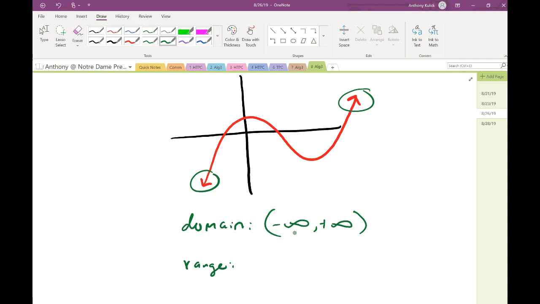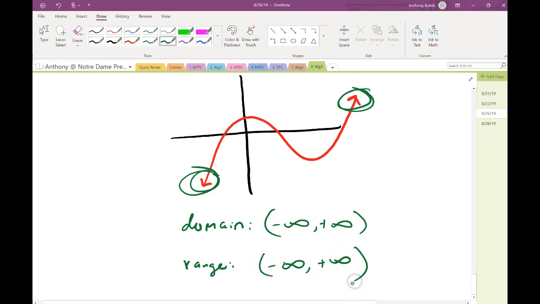Let's do the range. The lower bound is negative infinity. We have an arrow that's pointing down. Because it's pointing down, it's going down forever. That gives me a lower bound of negative infinity. And the upper bound is positive infinity. Notice we have an arrow that's pointing up. Tells me the graph goes up forever. So we have positive infinity. Because they're both infinities, they both get parentheses.